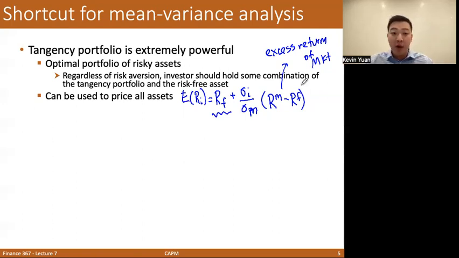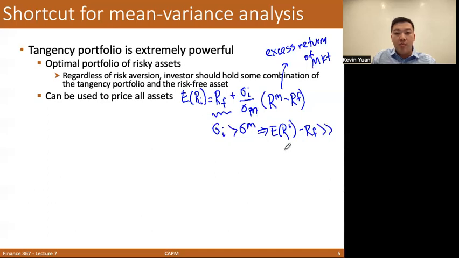And if you hold the same as the market, right? If you let this guy here be RM, this cancels out and we're back to the return of the market portfolio. If you hold more risk than the market, so if sigma I is bigger than sigma M, your expected return relative to the risk-free rate should be bigger than, well, I don't know how much bigger, but it should be bigger than the return of the market relative to the risk-free rate.